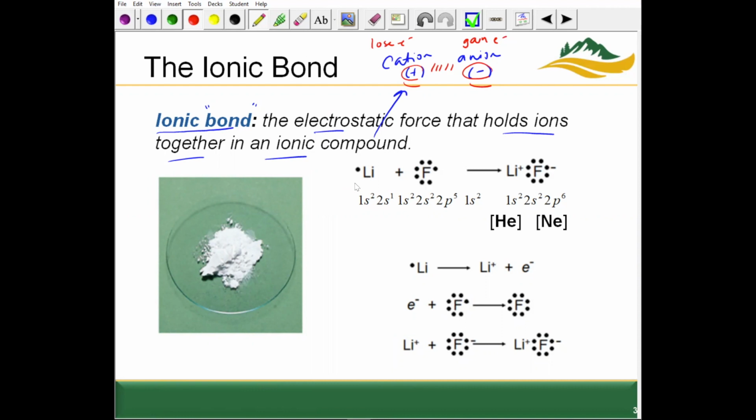For example, lithium is 1s2, 2s1. It's going to give up this one electron to fluorine to become positively charged. So it's a cation. It lost an electron to become positively charged. Then fluorine is 1s2, 2s2, 2p5. Fluorine will gain that electron from lithium to then have a full complete octet, so 2p6 for fluorine.